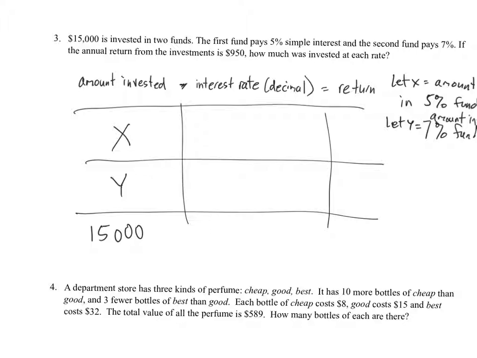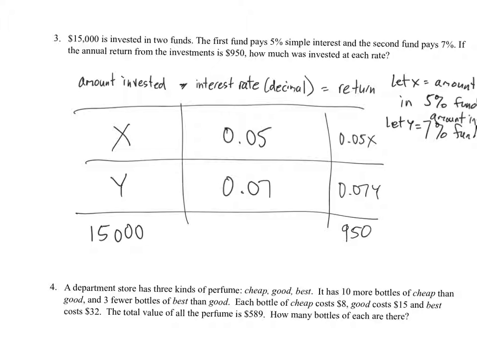Now, the interest rate we can fill in. This is 5%, so that's 0.05. This is 7%, so that's 0.07. And the return is essentially going to be 0.05x plus 0.07y. And we know that the annual return from the investments, in other words, the amount of money that you get from investing some amount at 5% plus some amount at 7%, is essentially 950. The annual return from those investments is 950.